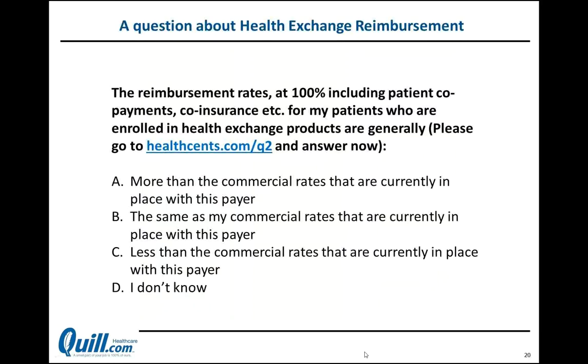Now, here we go. Question 2, and we'll do these next two back-to-back so we can glean some results. I'd like you to please read this question. I'll read it with you, and then go to healthsense.com/Q2 to answer it.